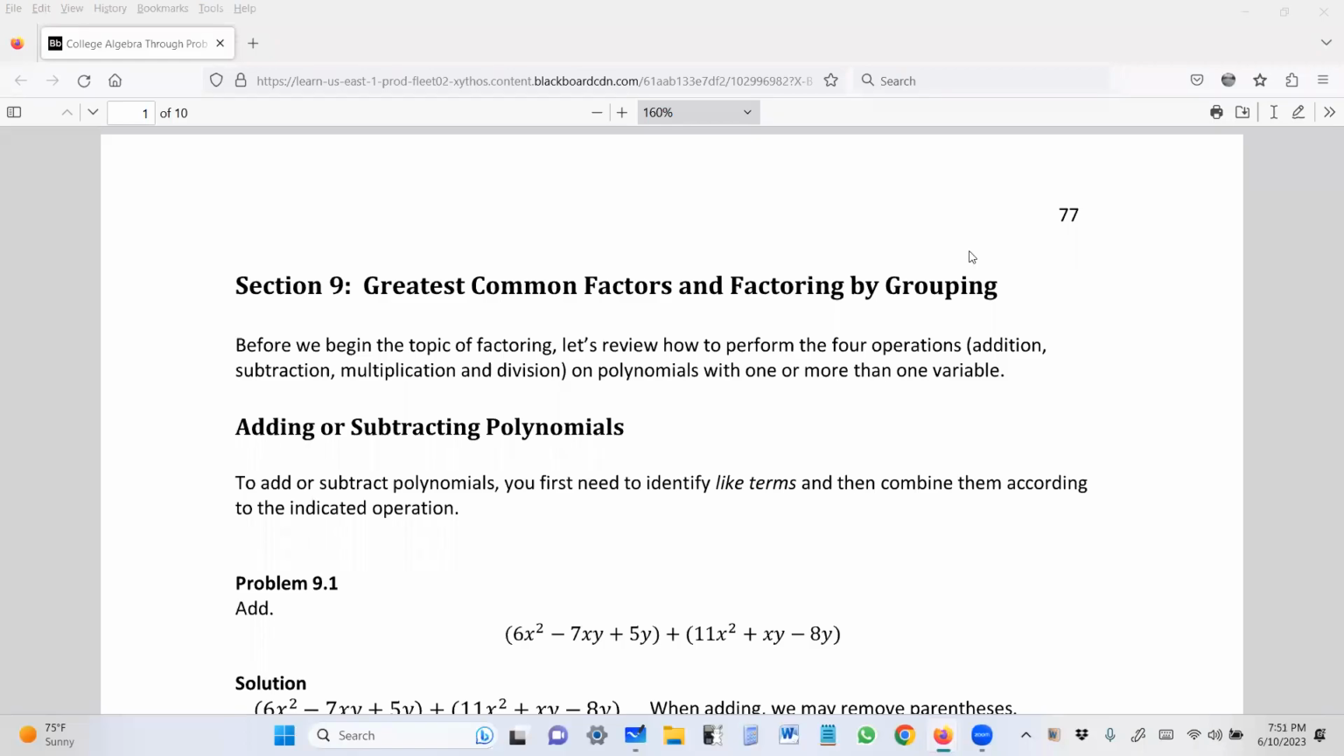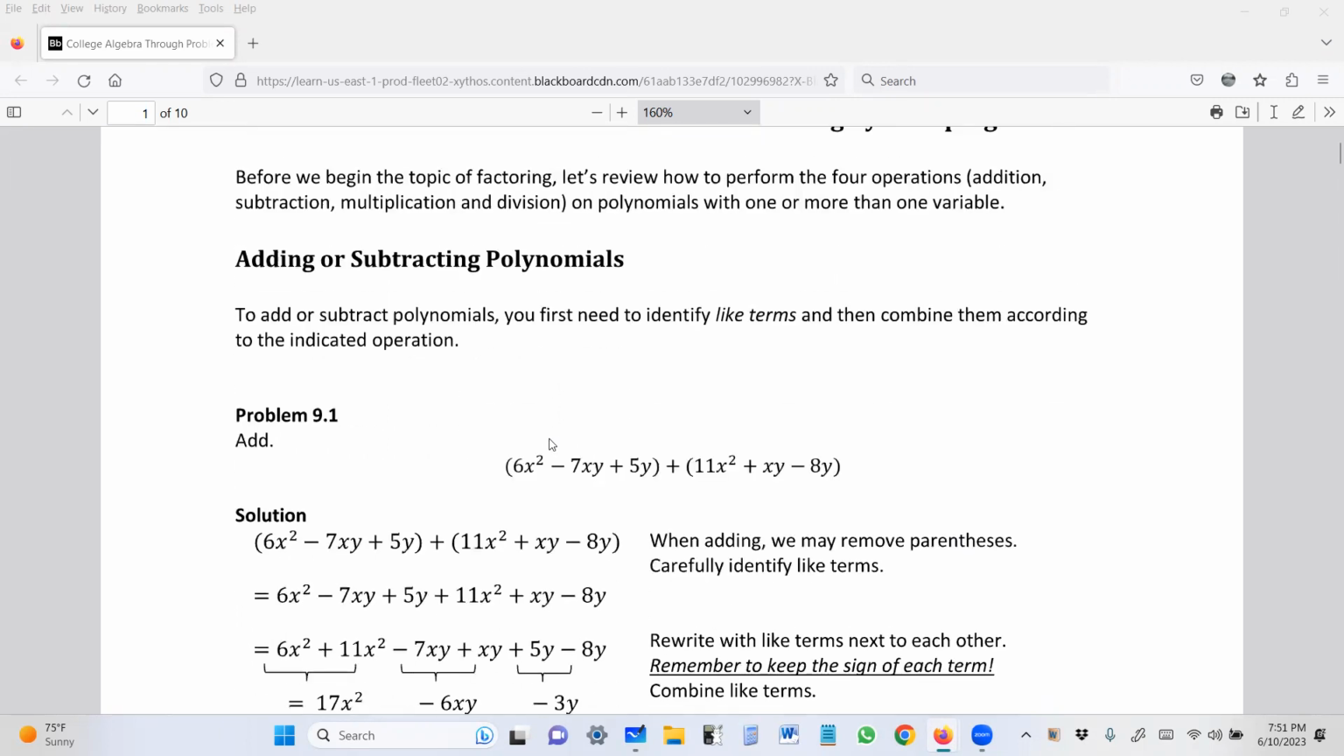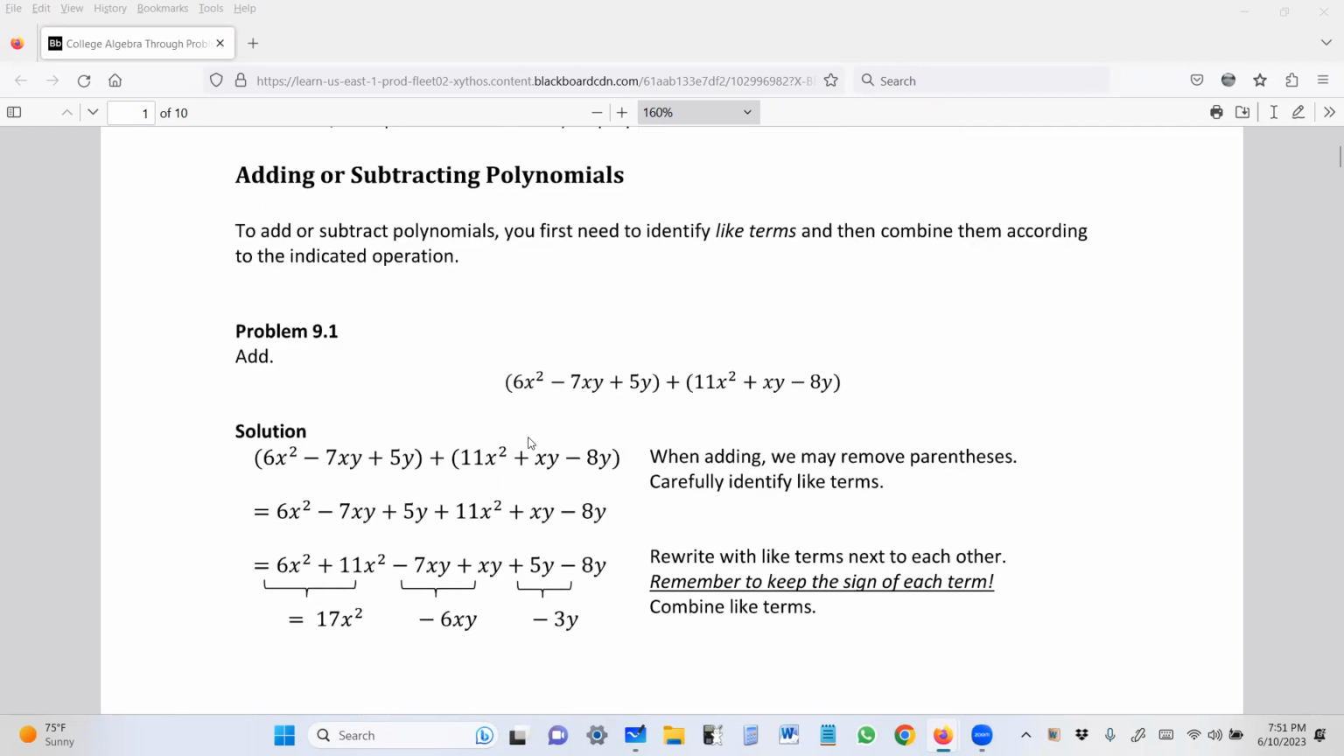All right, so this is section 9, greatest common factors and factor by grouping. This is the beginning of the techniques dealing with factorization. Before we get into that, we're going to briefly go over adding, subtracting of polynomials, multiplication and division of polynomials. And so this is very easy. It's a review, so we're not going to spend too much time on that.